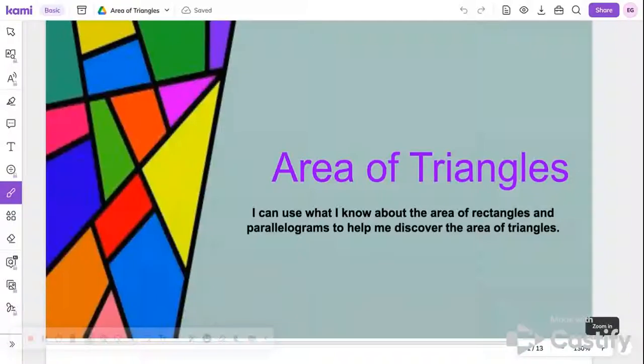Hi guys, since I will not be at school for the rest of the week, I decided to try to record a video over the area of triangles to help you out. I know you've spent the first part of the week really talking about area of rectangles and hopefully area of parallelograms, so all of that knowledge will help you when we're working with area of triangles.